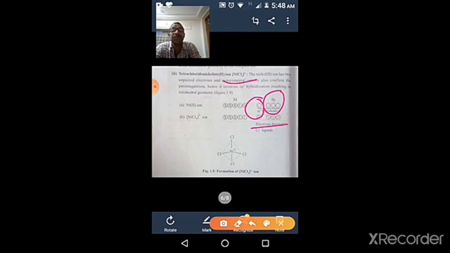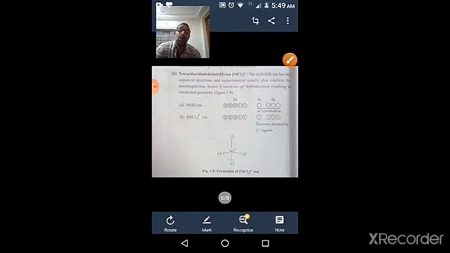So these 4 sp3 orbitals overlap with the chlorine atom filled orbitals, and it forms four bonds with nickel, four coordination bonds with nickel. That's why it appears in tetrahedral geometry. So like this geometry. This is an explanation of tetrachloronickel.